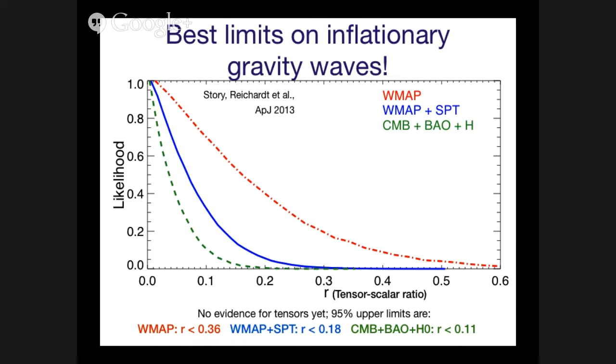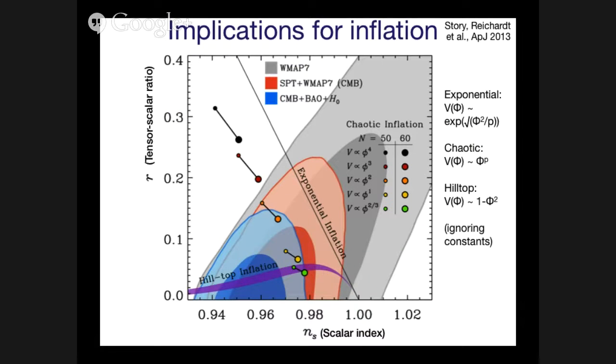In the future, you can do better with polarization, as I'll talk about in a few slides. But you can already start to put constraints on some common inflationary models with the current data. These are 1 and 2 sigma colored contours for WMAP, WMAP plus SPT, and all of the above. So let's focus on the blue curve here.